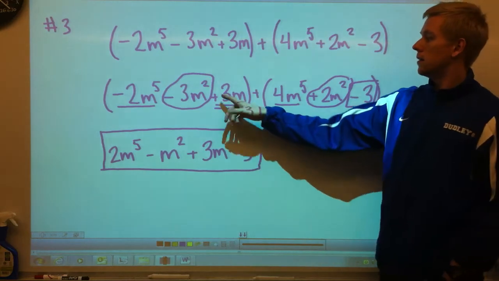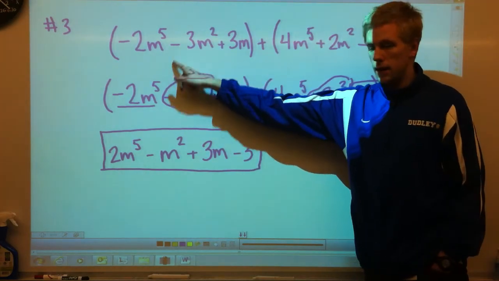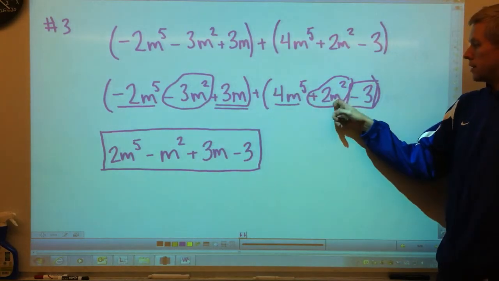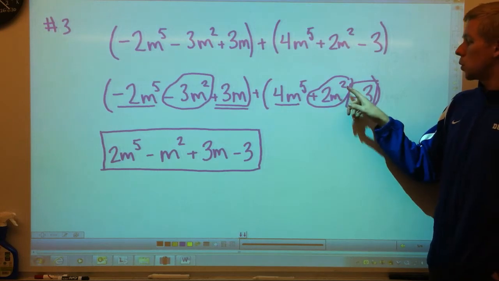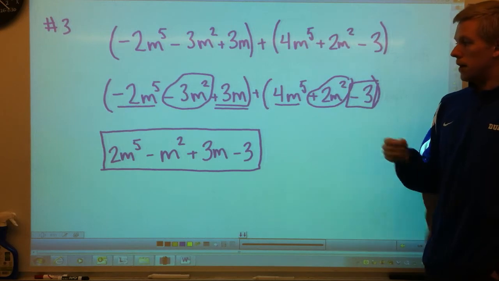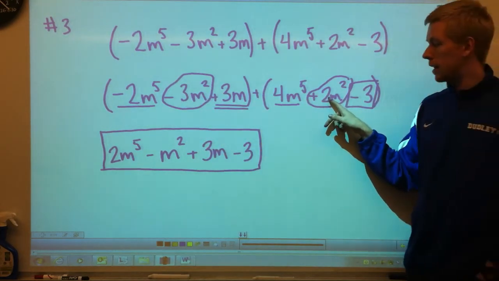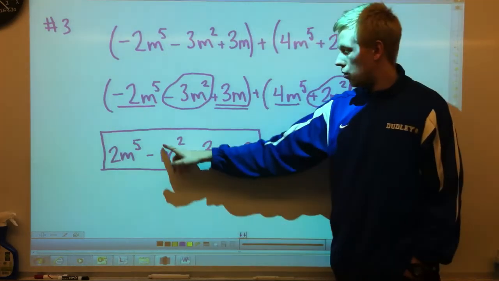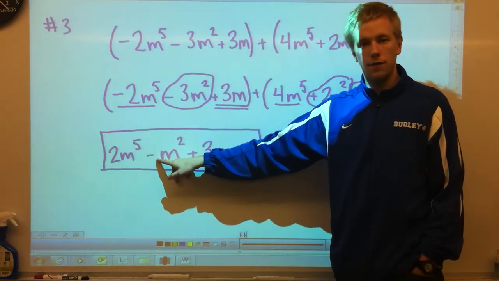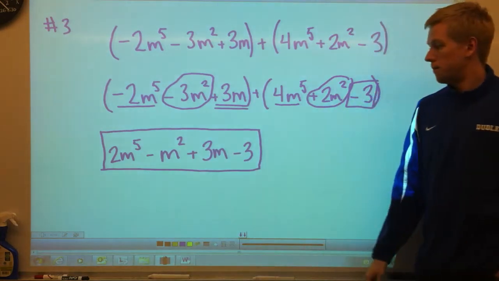The next thing I see is a negative 3m squared. Okay, that negative, because it was a minus sign, that makes my 3 negative. So I have negative 3, and if I want to find something that matches it, over here I have 2m squared. So those both have an m and an exponent of 2, so I can combine those together. Negative 3 plus positive 2 becomes negative 1. That negative 1 I don't write, but I do have a minus m squared. So if I have a negative 1, I don't have to write the 1 coefficient. I can just leave it as negative m squared.